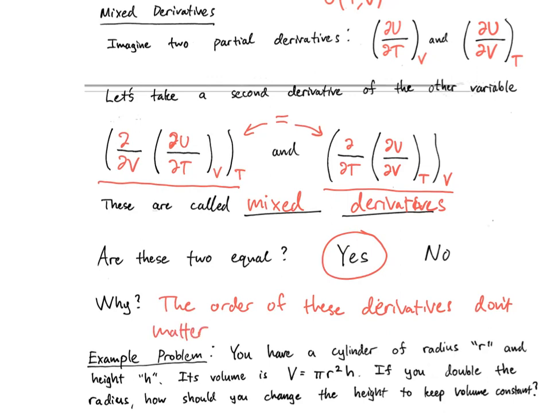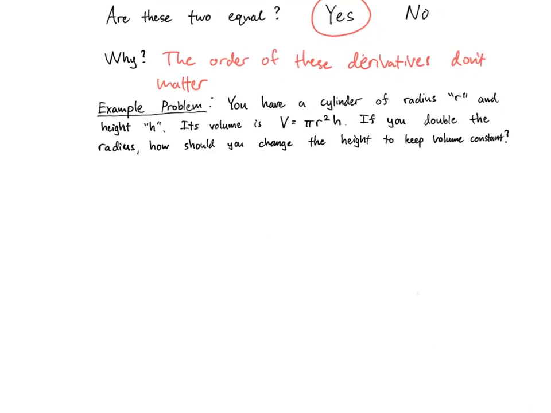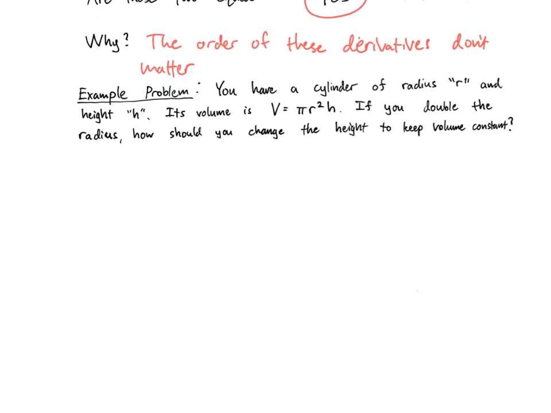And if you've had some experience with taking multiple derivatives in calculus, then you'll know this, that the order of the derivatives doesn't matter. Okay, so here's a funny problem, just to get a little bit of practice. The problem asks, you have a cylinder of radius r and a height h, and its volume is V equals pi r squared h. If you double the radius, how should you change the height to keep volume constant?